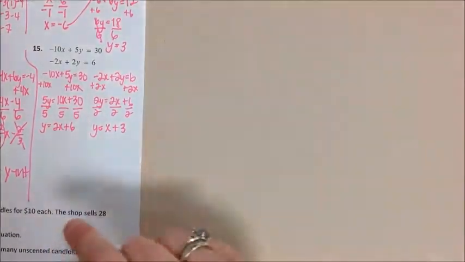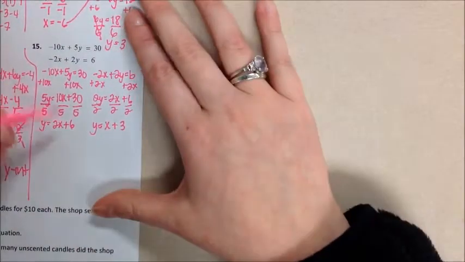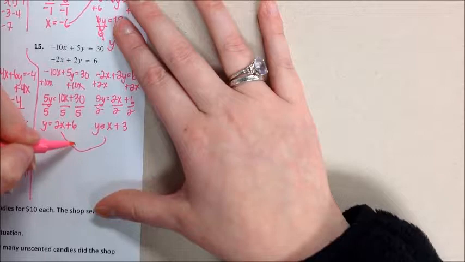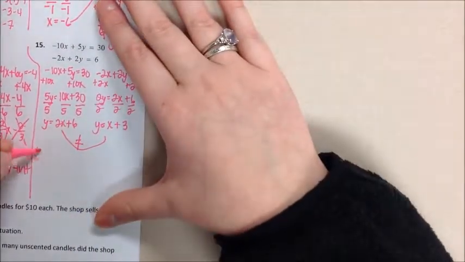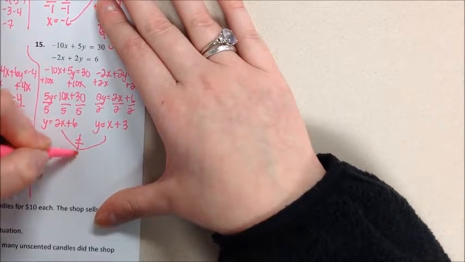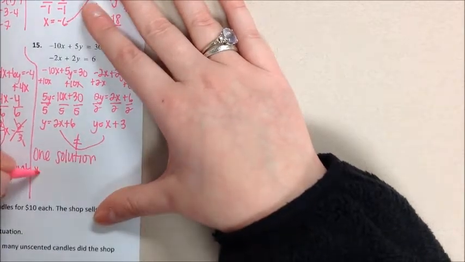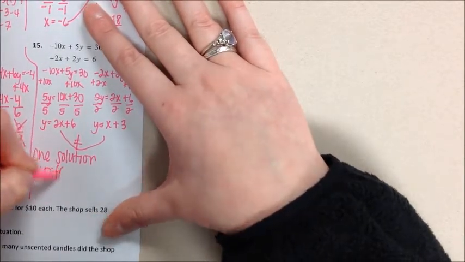Okay, so remember we always look at slope first. So do they have the same slope? No, not the same. Okay, which automatically means one solution. Okay, so one solution automatically. Okay, and your reason is different slopes.